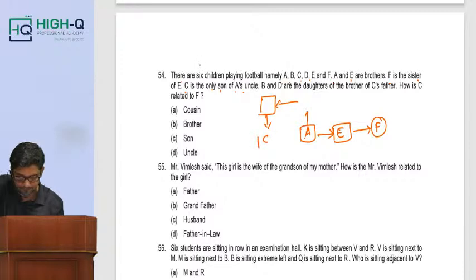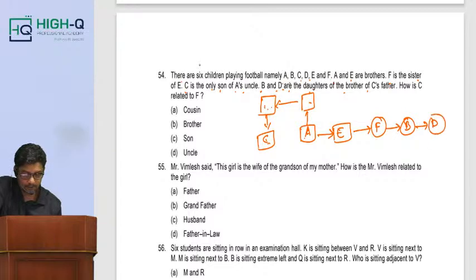That son is C. Now, B and D are the daughters of the brother of C's father. Okay, that means we are talking about him only. So C's father's brother, and B and D are the daughters. Very good. That's it. Now, how is C related to F? Cousin.